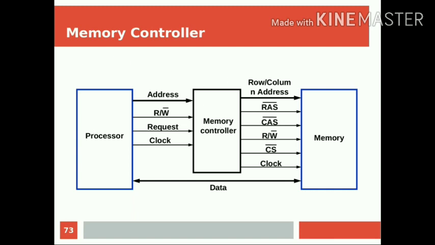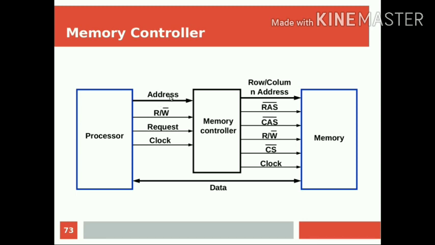So this is the processor and this is our memory. The processor issues all the address through the address bus to the memory controller, then the read-write signal, clock, then a special request signal that indicates that the processor wants to communicate with the memory. The data bus is connected directly between the memory and the processor. Then it is the responsibility of the memory controller to issue the row address and column address to the memory.